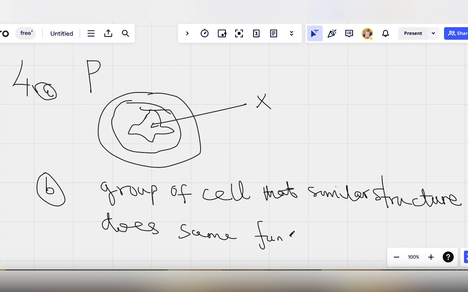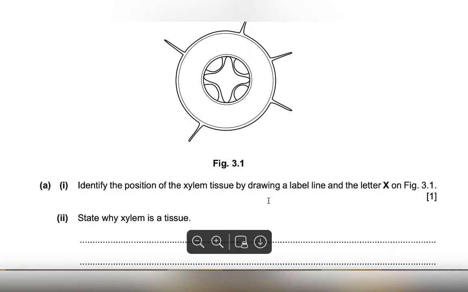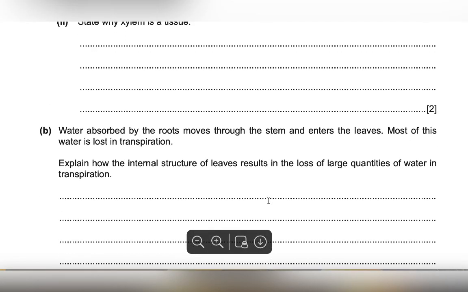So when something is a tissue, it means it's made up of a group of cells. Something that is an organ is made up of a group of tissues that have similar structure and do the same function. A system is made up of a group of organs that do the same thing. Is that okay? So that's that for that. We move to the next question as fast as we can. So you get your 2 marks.